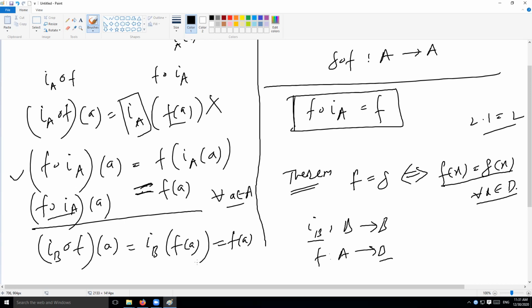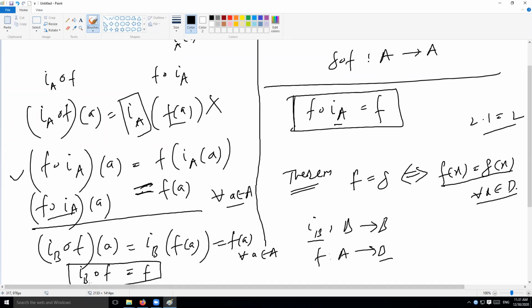And this is true for all a in A. So what does this show? This shows that the identity function composed with f is equal to f itself. But it is the identity function of B. So from the right, you compose the identity function of the domain, and from the left, you compose the identity function of the codomain.